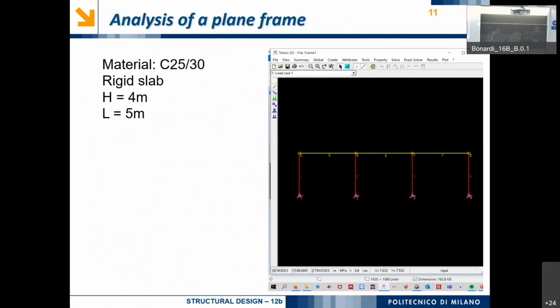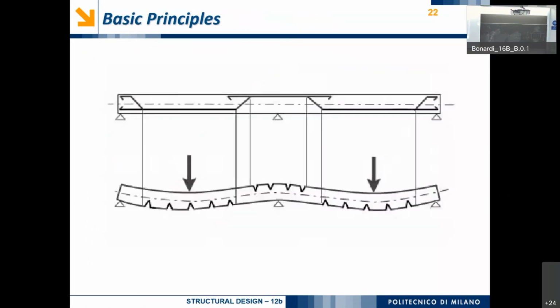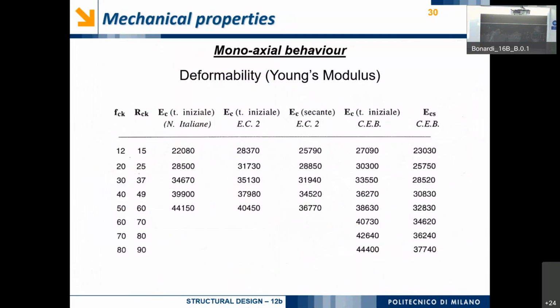C2530, or something different, but it is a C followed by two numbers. In this case, it can be C2025, C3037, and so on. These two numbers refer to the characteristic compression stress of a cylindric sample or of a cubic sample, because compression tests can be performed on cubic samples or on cylindric ones.